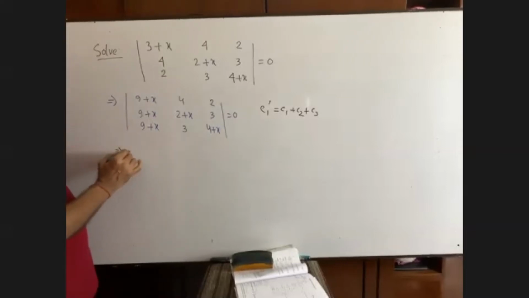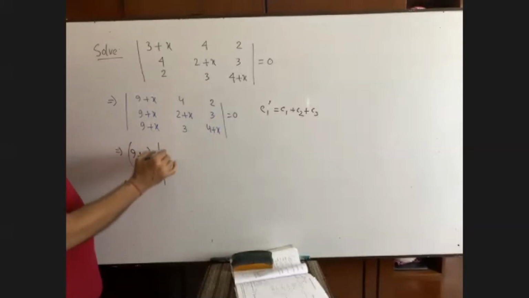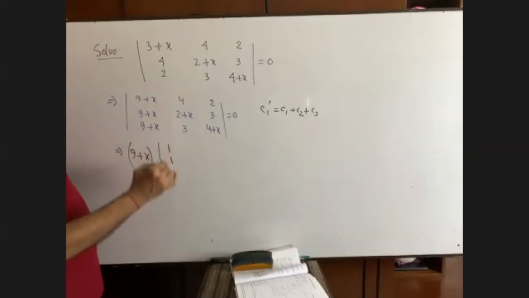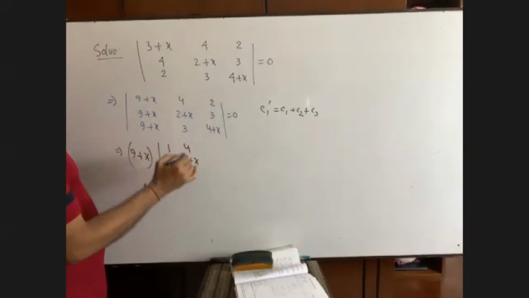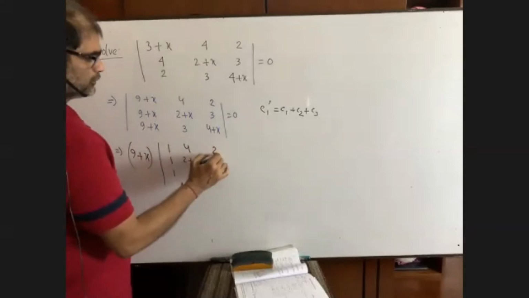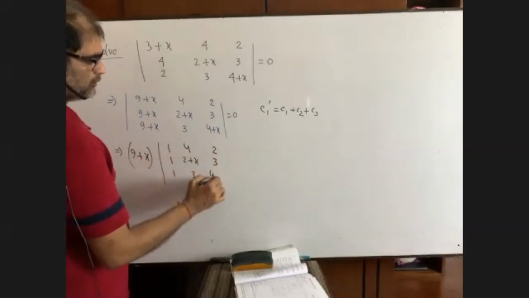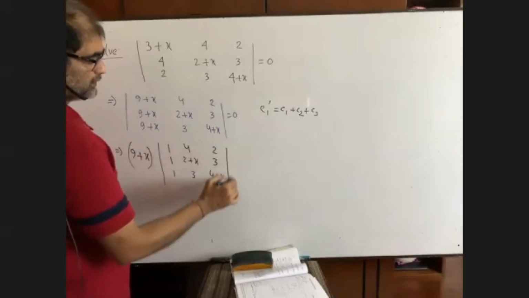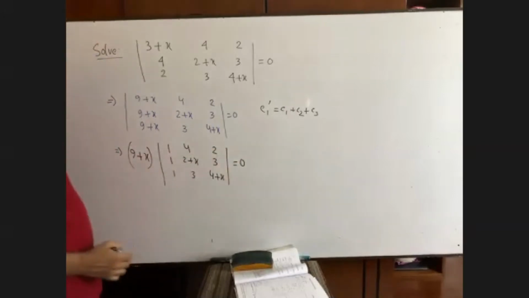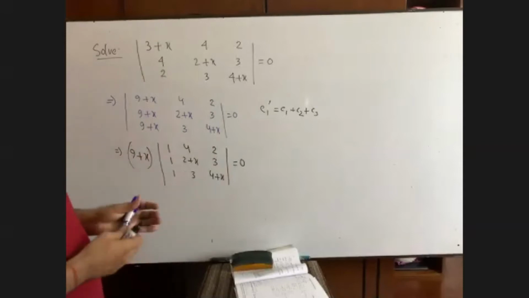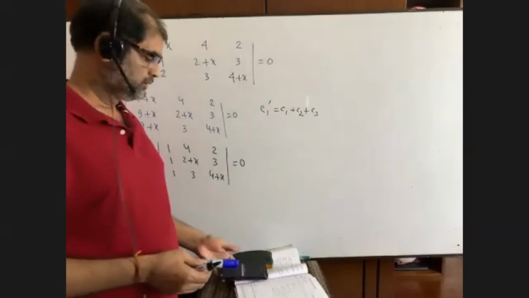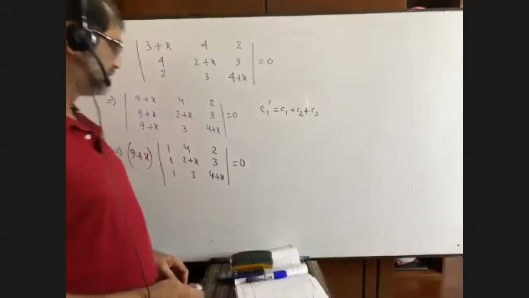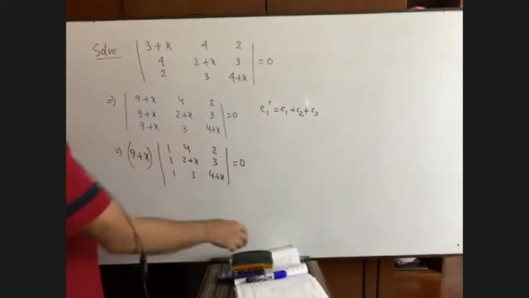Now you see, we can take 9 plus x as common. So we are left with 1, 1, 1, 4, 2 plus x, 3, 2, 3, 4 plus x, 0. We are getting this right? Yes, it is. Now, what should be done?